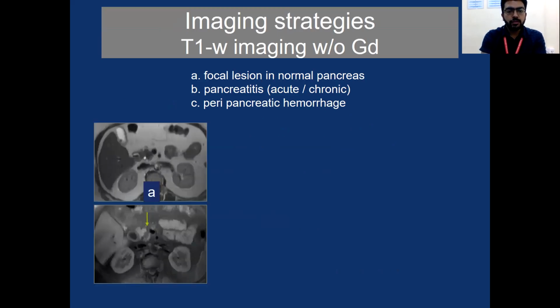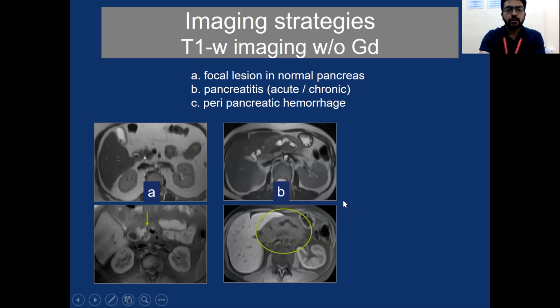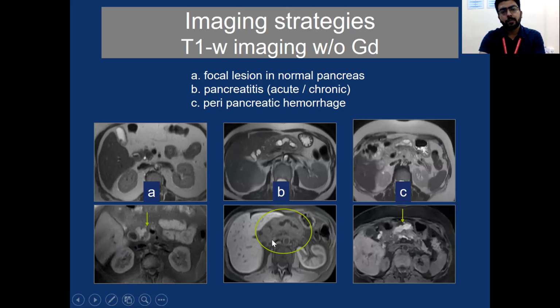These are the images that we have. These are the axial sections showing the enlarged pancreas and enlarged or dilated pancreatic duct that we have. This is a case of acute pancreatitis. And this is a case of peripancreatic hemorrhage that we can actually see. So these are all the conditions wherein we can study without gadolinium.